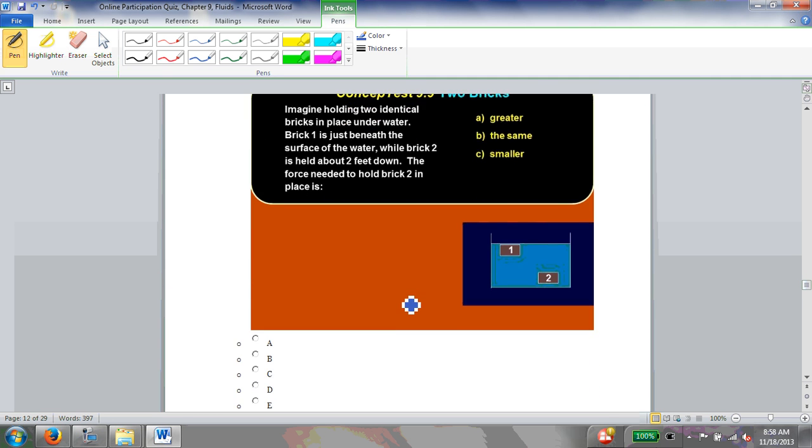Imagine holding two identical bricks placed under water. Brick 1 is just beneath the surface. Brick 2 is 2 feet down. What force is needed to hold brick 2 in place? It's going to be the same. These are both going to experience the same forces. I have the buoyant force acting on both, and then I have their weight acting on both.